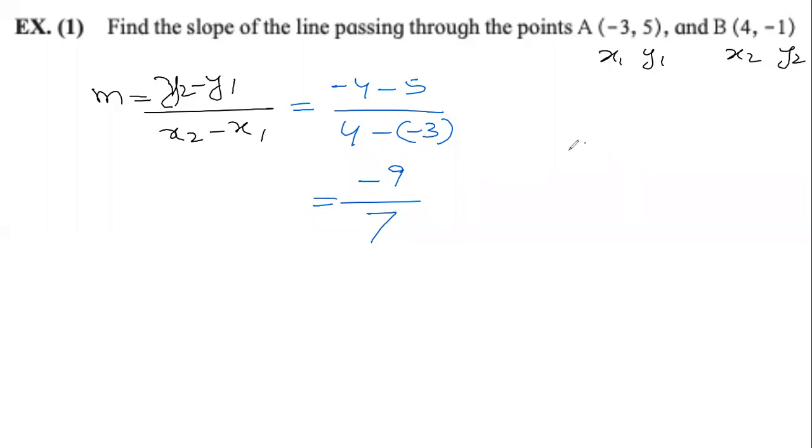Very good. What I wrote wrong here is y2. y1 is 5, but I wrote y2 minus y1 incorrectly. Yes, y2 I have written wrong. I should have written minus 1 instead of minus 4. Thank you. So when we correct it, it is minus 6 by 7. This is the slope.